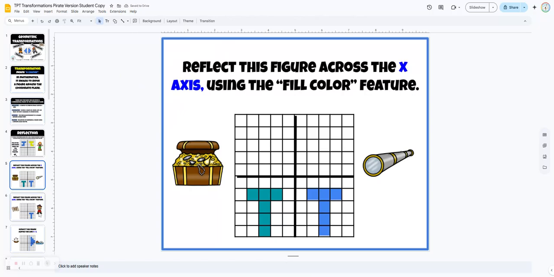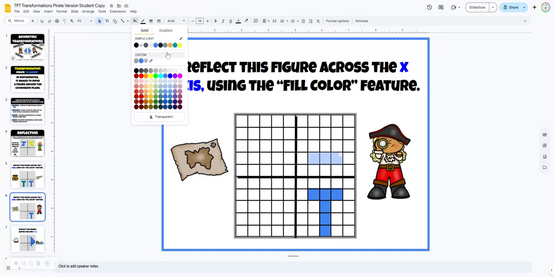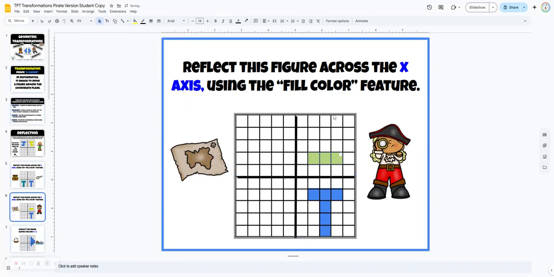And then the next slide has that same T shape, but this time we're going to reflect across the x-axis. So it's going to look a little bit different. And it should look like this. Still a reflection, a mirror image, but across a different axis.